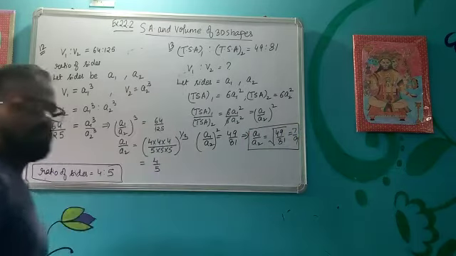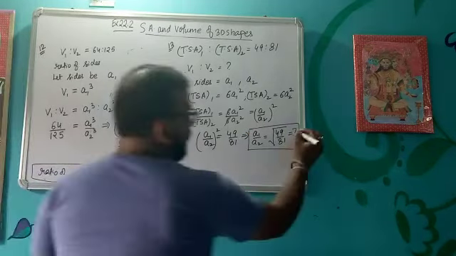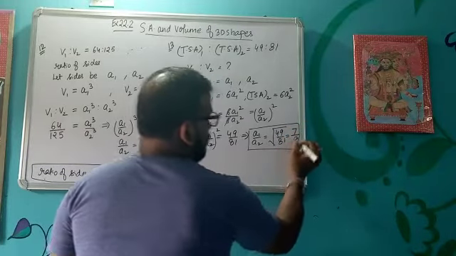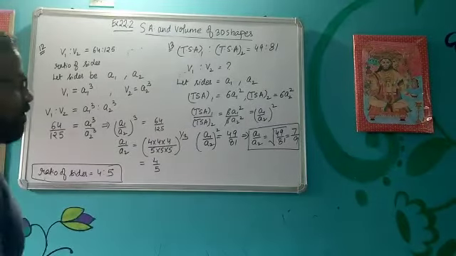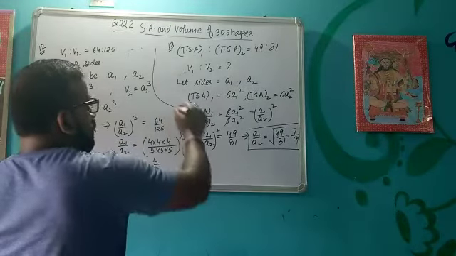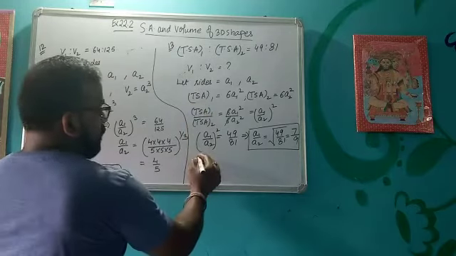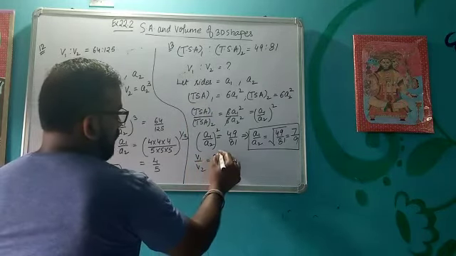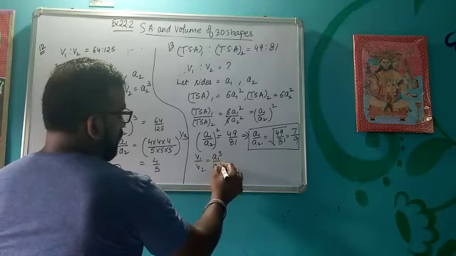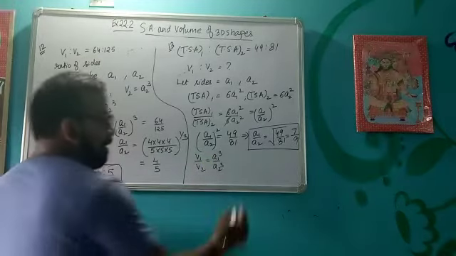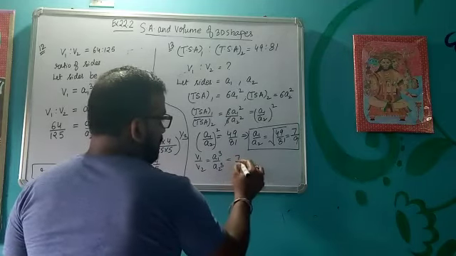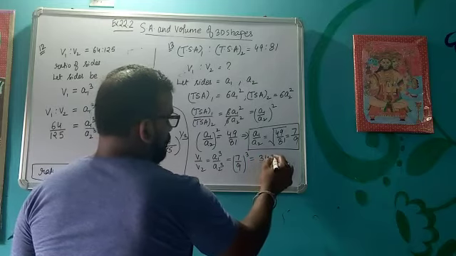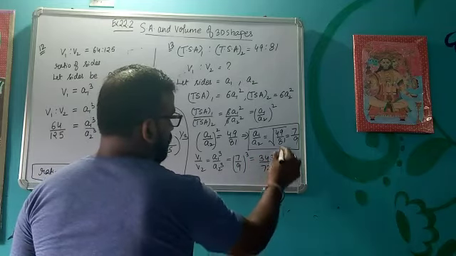Okay. So this is our A1 upon A2, 7 upon 9. Now with the help of this A1 upon A2, we will find the ratio of volume. So V1 upon V2 will be how much? A1 cube upon A2 cube. That is 7 upon 9 whole cube. So it is 343 upon 729.